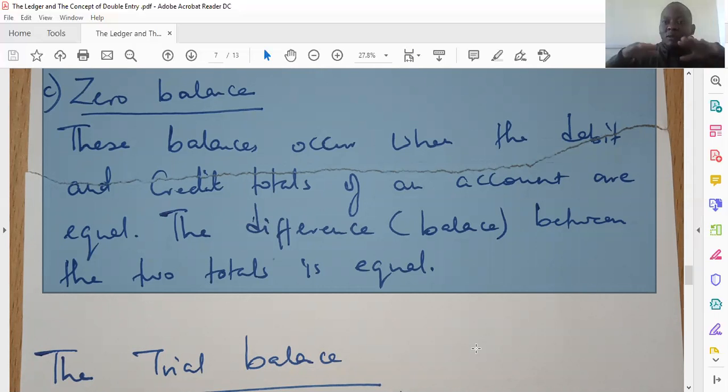So we have the two totals of the two sides of the account, that is the credit side and the debit side, being equal. The amount is equal for the totals of the two sides. So if it's equal, then the difference is zero. If you have the difference of two equal numbers, then the difference will be zero. So a zero balance will result when we have the two sides of the ledger account being equal.